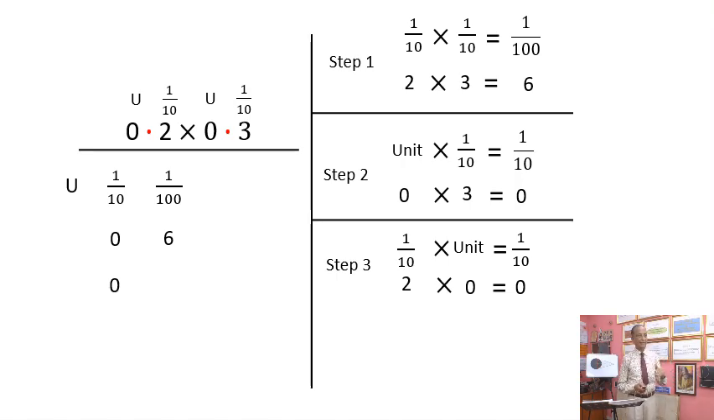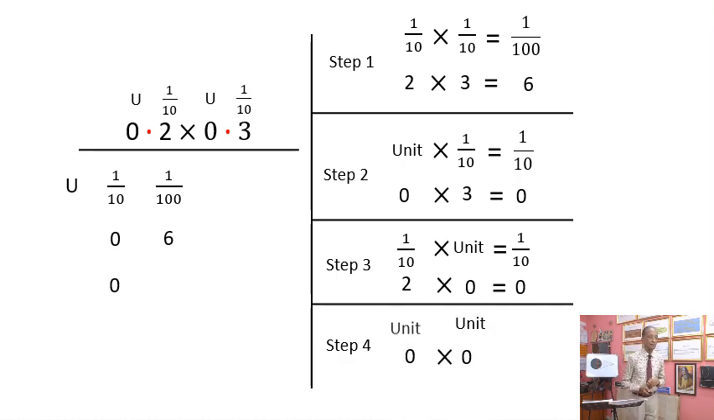So finally 0 to be multiplied by 0. Correct? So 0 into 0: 0 is in the units place and this 0 is also in the units place. 0 into 0 is definitely 0. Unit into unit, 1 into 1 is 1 only. So 0 must be written in the units. So everything we have found out, how many times each digit we have found out.